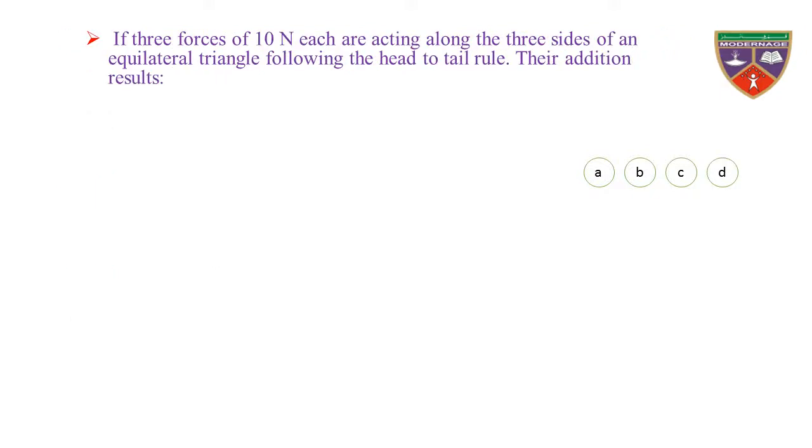If three forces of 10 Newton each are acting along the three sides of an equilateral triangle following the head to tail rule, their addition results in: option A, 0 Newton; B, 1 Newton; C, 10 Newton; D, 30 square root Newton. The key is 0 Newton. Therefore, the correct option is A.